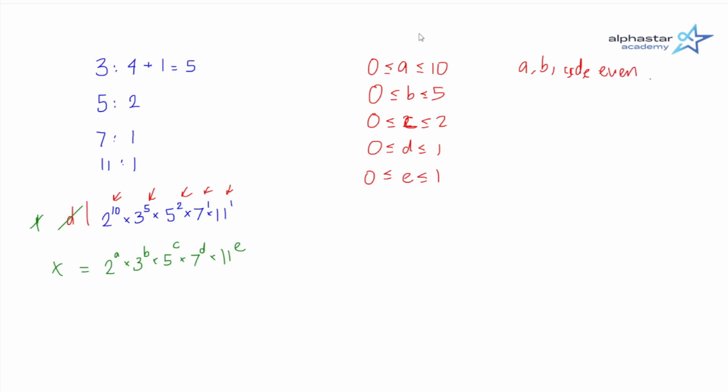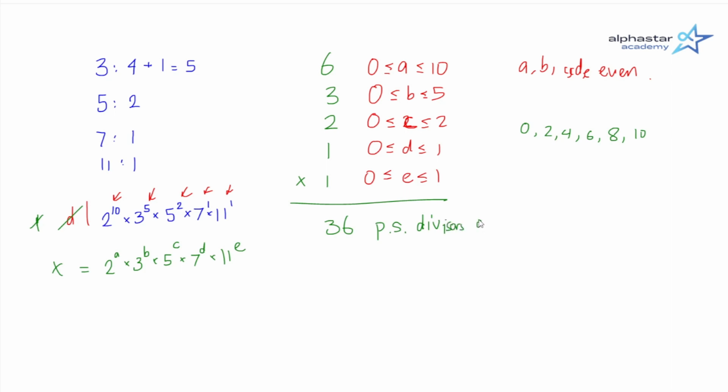How many numbers between 0 and 10 inclusive are even? We have 0, 2, 4, 6, 8, and 10, so there are 6 possibilities here. For b, it's just 0, 2, and 4, so that's 3 possibilities. For c, it's 0 or 2, for 2 possibilities. And then d and e both have to be 0, so that gives us 1 possibility for each. If we multiply all of those together, we get the total number of possibilities for these 5 numbers a, b, c, d, and e, for a total of 36 possible perfect square divisors of 12 factorial.